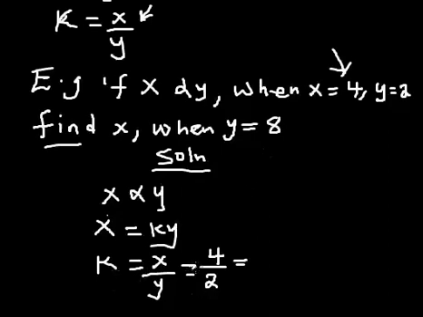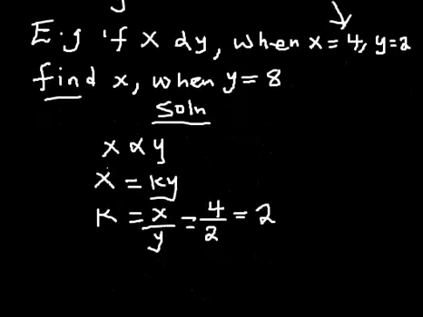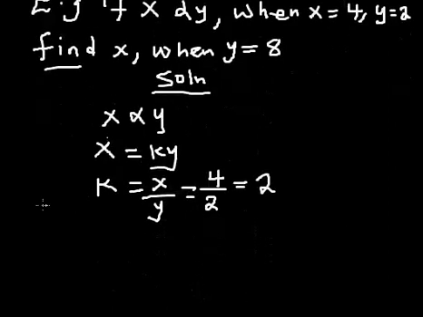So k is going to be equal to s all over y, which of course is 4 over 2, and that is 2. Having gotten the value of the constant, what am I going to do with it? I can now solve the question. So what's the question? Find x when y is equal to 8. So find s. Remember s is equal to ky, so find s when y is equal to 8.